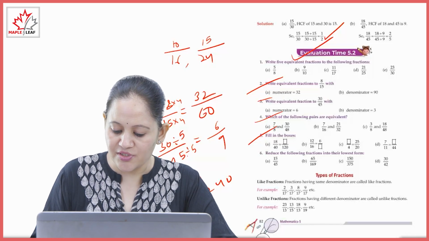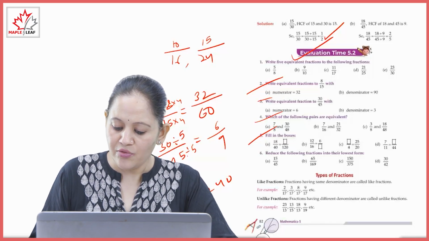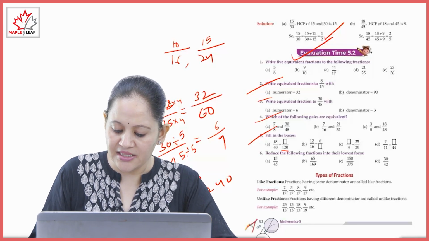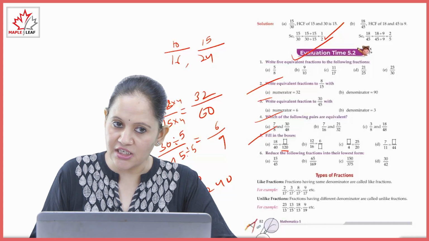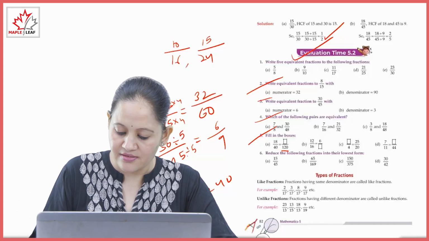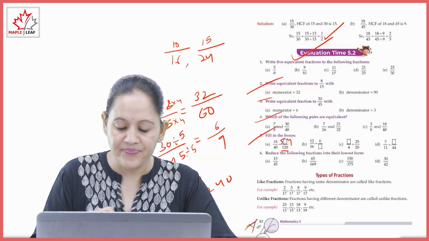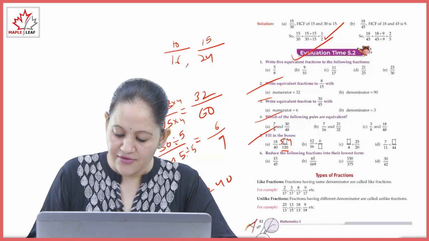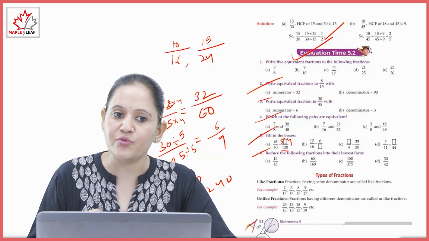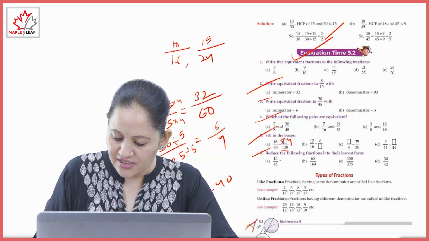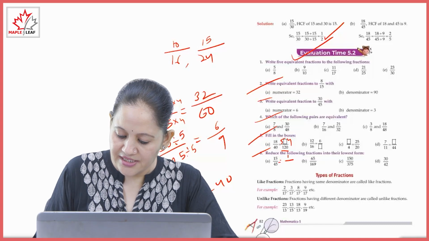Next, fill in the boxes. 18/40 equals, now here the denominator is 120. That means we have to multiply it by 3. 40 into 3 is 120. That means we also have to multiply 18 by 3, which gives 54. Clear? Next, reduce the following fraction into its lowest form, 15/45. So what we'll do? We'll divide it by their HCF, that is 15. So we get 1/3.